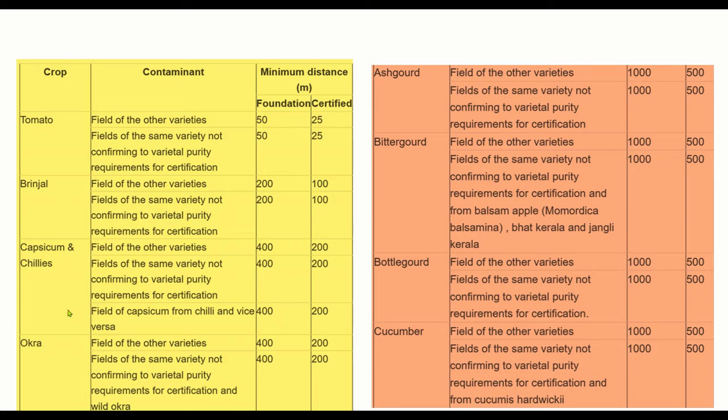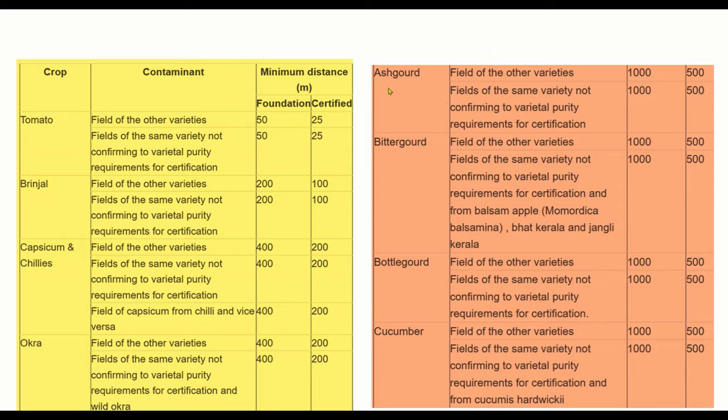And also in case of capsicum and chilies, which are self-pollinated crop plants, although the chances of cross-pollination by other means are a little bit higher when you compare to a self-pollinated crop plant like tomato, you can see here a minimum distance of 400 meters for foundation seed and 200 meters for certified seed, for both field of other varieties and field of same varieties which are not conforming to varietal purity. And okra is also an often cross-pollinated crop plant.